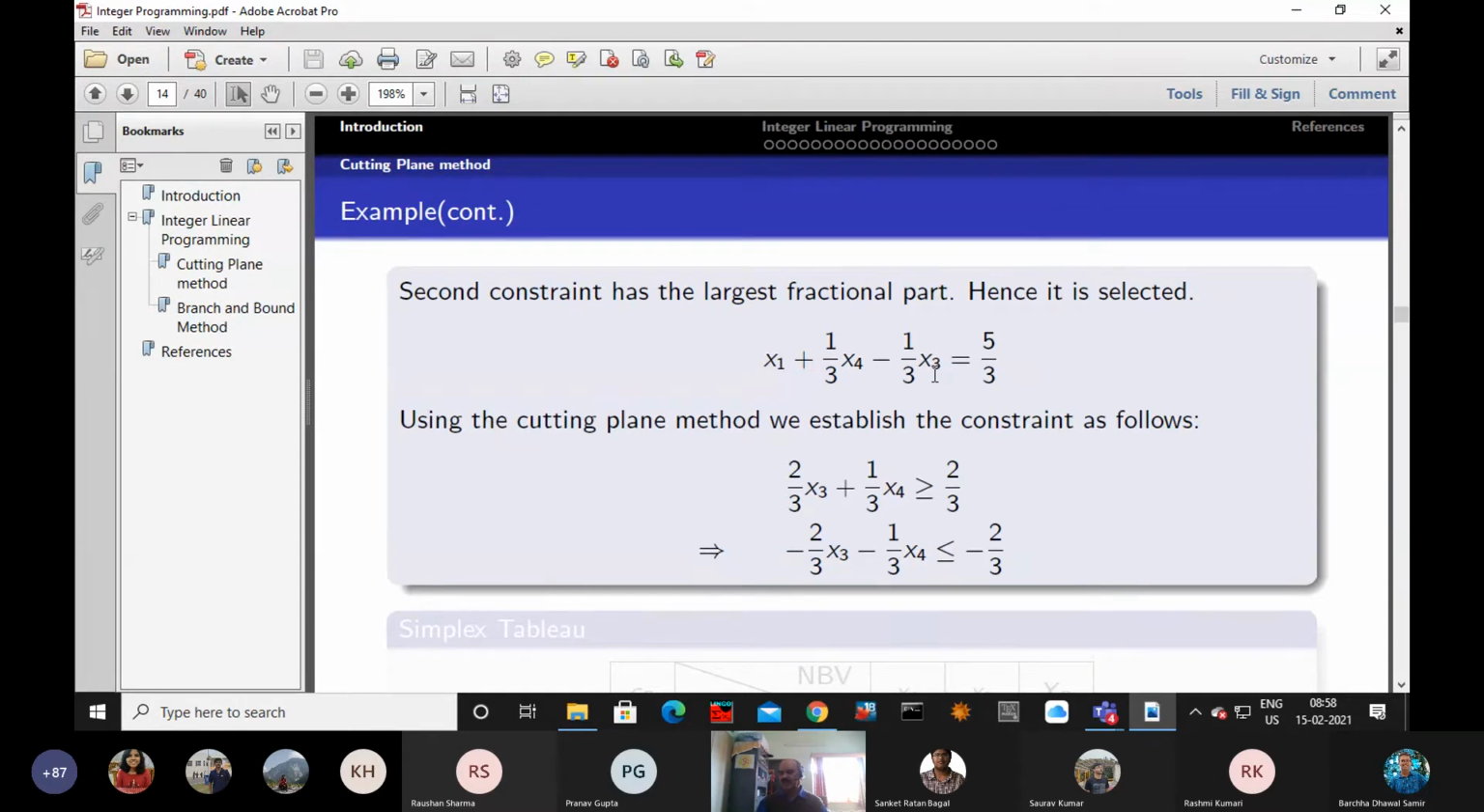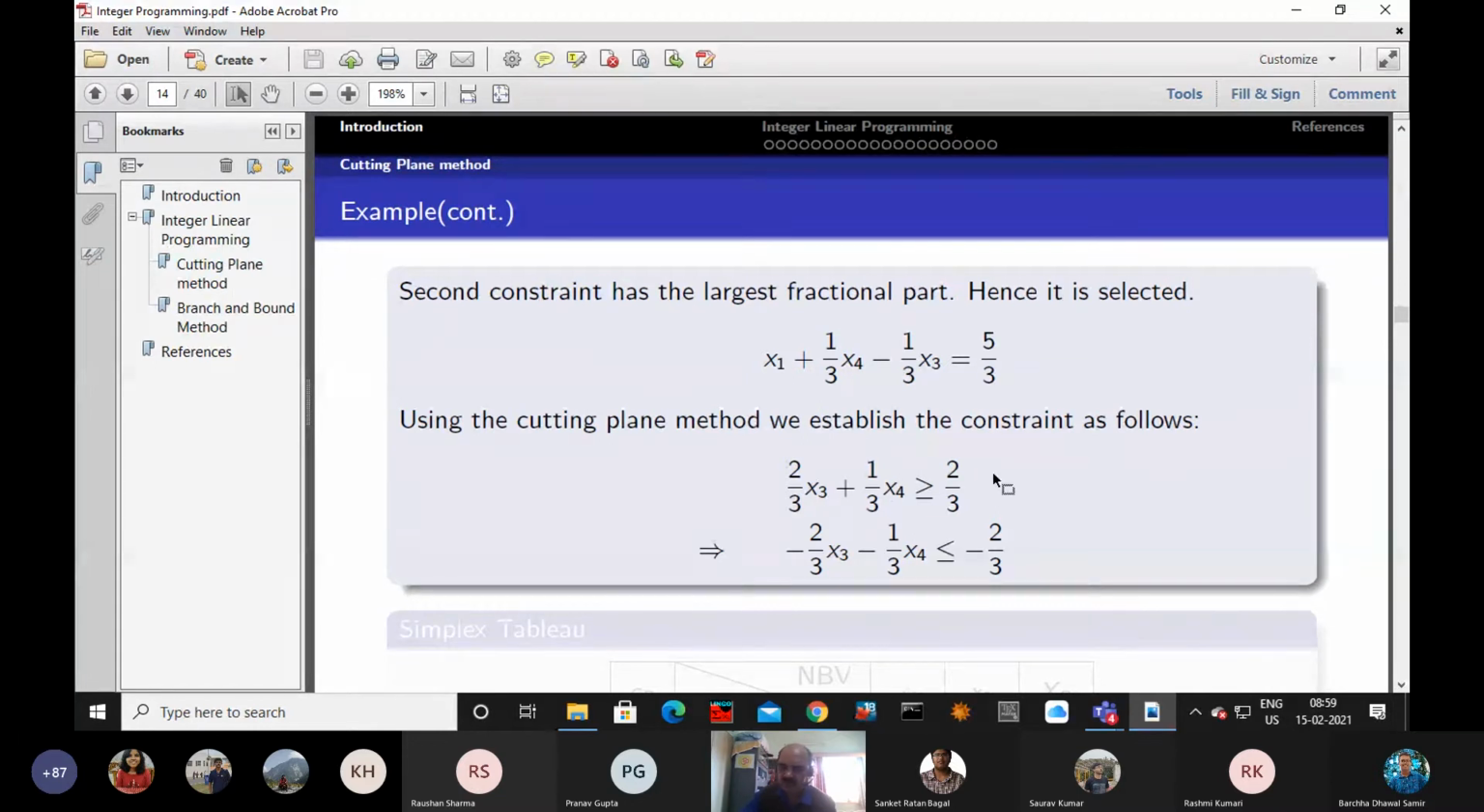Integral part of minus 1/3, the bracket function we are using, minus 1. So then it will be minus 1 plus 2/3 x3, equal to the same thing. So 2/3 into x3 plus 1/3 into x4 is greater than or equal to 5/3. What is the fractional part? 2/3. This becomes the constant.